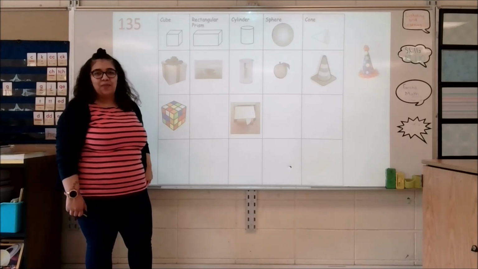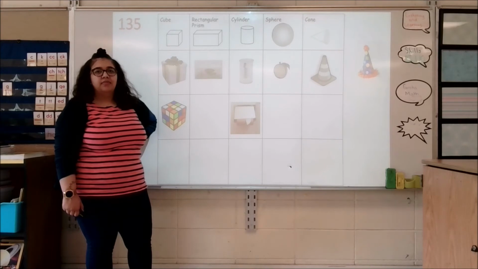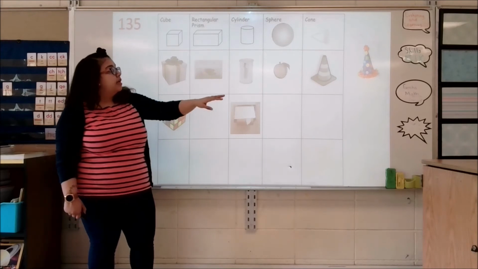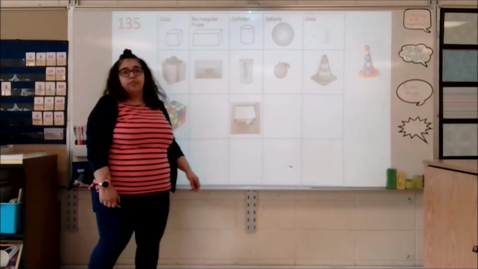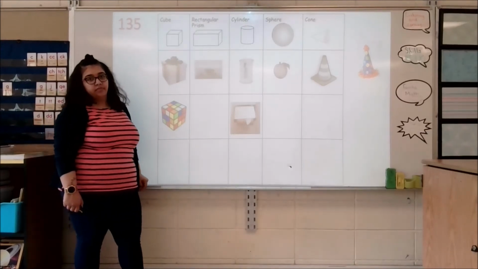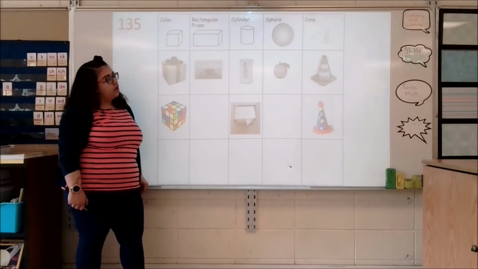What about this guy here? It is a party hat. Good. What shape is that? Rectangular prism, sphere, or cone? It is a cone. Excellent.